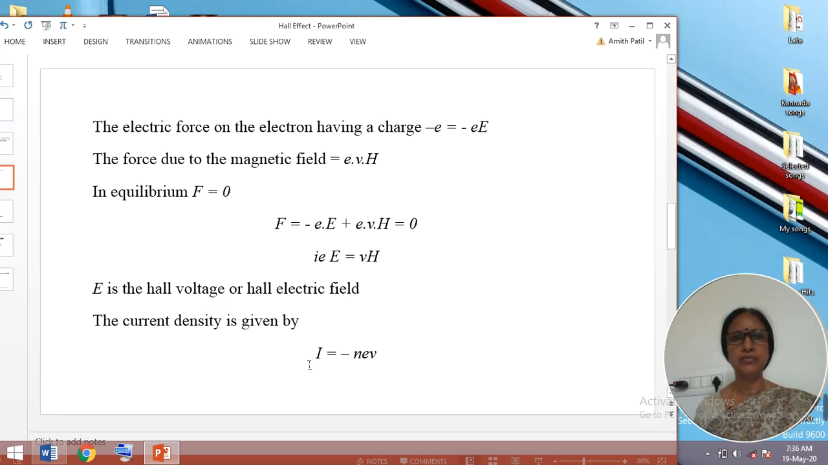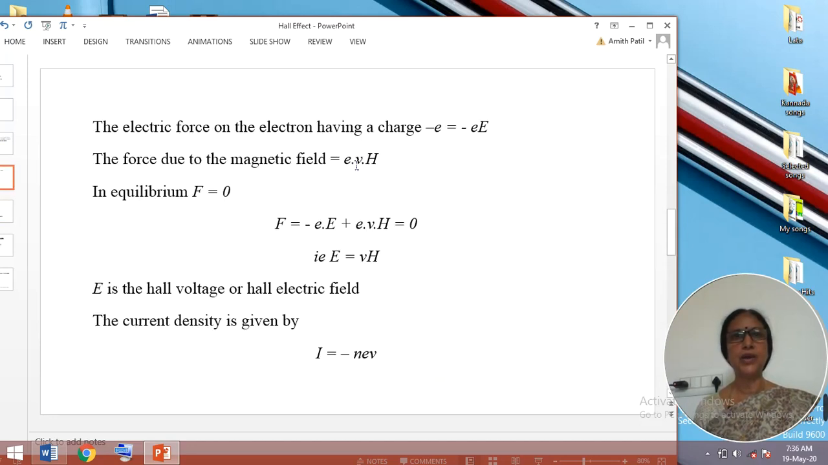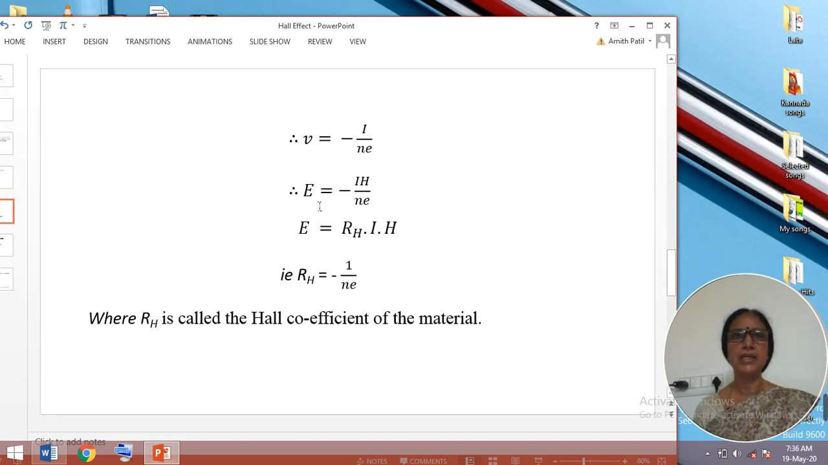Now consider, by the definition of current density, I can get the value of v as minus J by n e. Substituting this value back in this expression in place of v, we will get the electric field as minus J into H divided by n e. Replacing this minus 1 by n e with R_H, we will get the expression for the electric field as E is equal to R_H J into H. This R_H is nothing but minus 1 by n e, known as the Hall coefficient of the material.